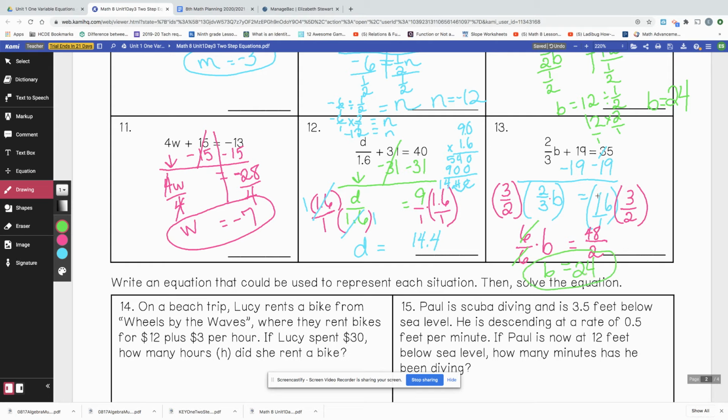I could have also looked here and I could have noticed that 16 is divisible by 2. So 16 divided by 2 is 8. 2 divided by 2 is 1. So that gives my numerator 8 times 3, which is 24, and my denominator 1 times 1, which is 1. Still, B is equal to 24.